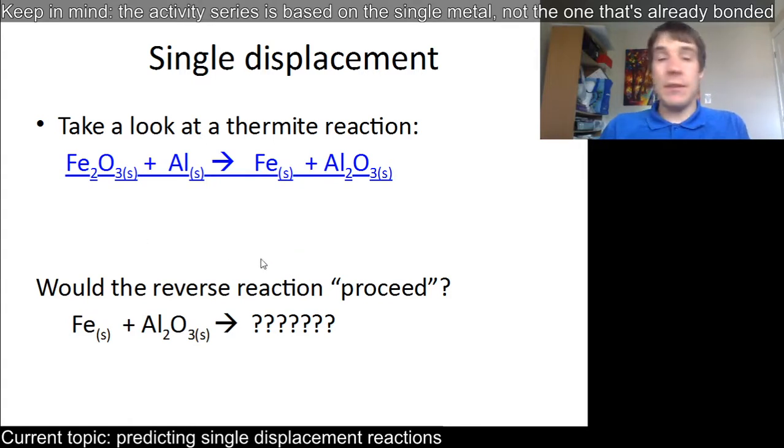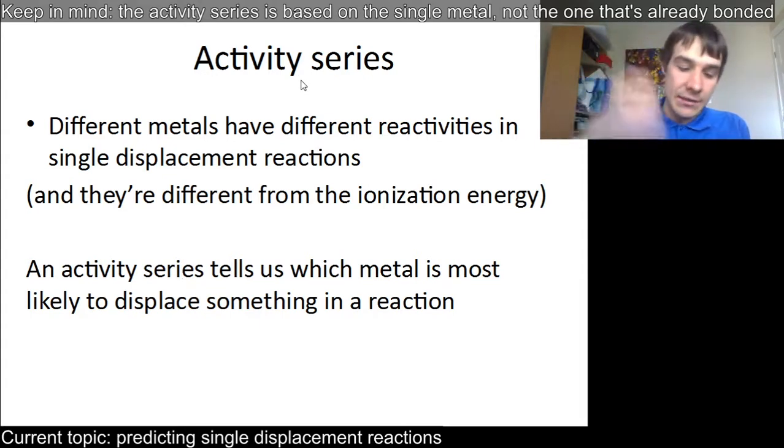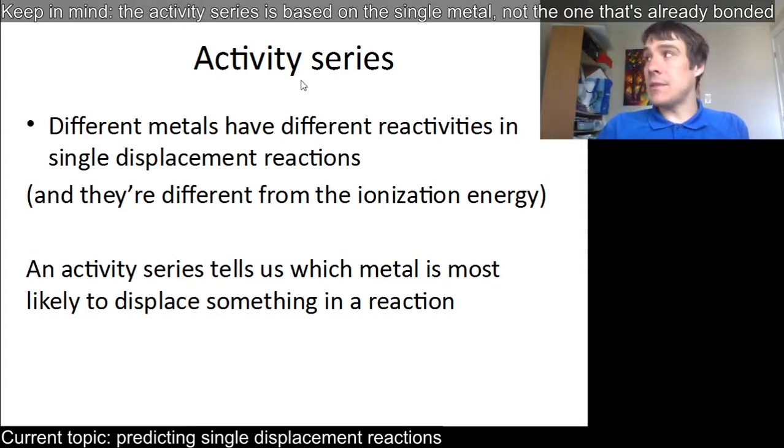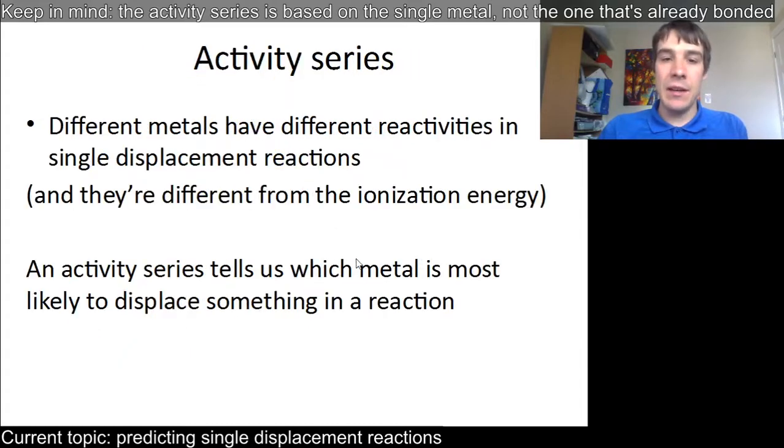So how do we figure it out? How do we figure out that the aluminum will replace the iron, but the iron won't replace the aluminum? Well, someone else did all the work for us. This is called an activity series. This is the nice thing about chemistry: people do a bunch of experiments, they relate the answers of their experiments, and then you can make these tables and be like, oh look, the pattern is aluminum will always replace iron. Aluminum will always displace iron.